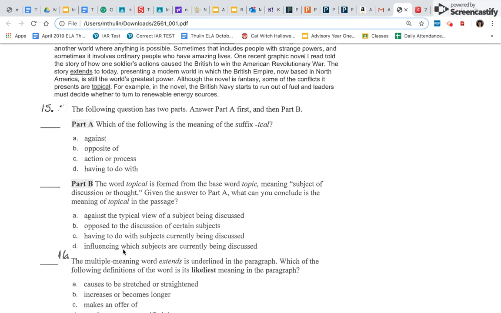Part B. The word topical is formed from the base word topic, meaning subject of discussion or thought. Given the answer to Part A, what can you conclude is the meaning of topical in the passage? A, against the typical view of a subject being discussed. B, opposed to the discussion of certain subjects. C, having to do with subjects currently being discussed. Or D, influencing which subjects are currently being discussed. Again, remember the definition of ICAL when answering this question.